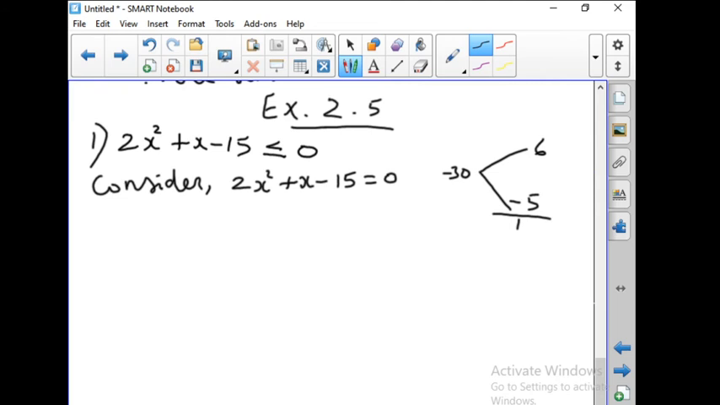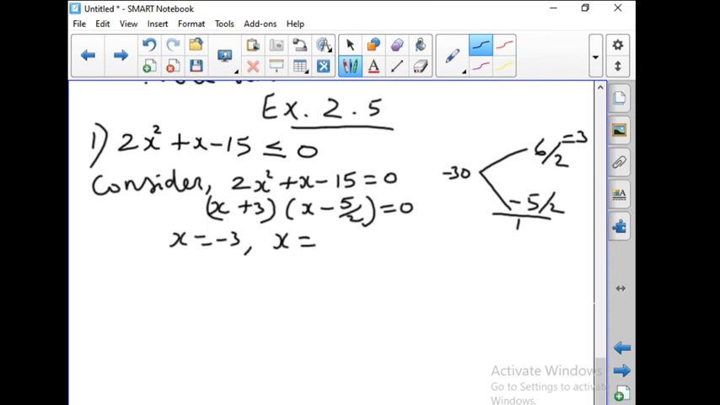But here we are having coefficient of x² as 2. Therefore, divide this by 2. So, this is equal to 3. Therefore, this can be written as (x + 3)(x − 5/2) = 0. Okay. So, what we get? x = −3 and x = 5/2.